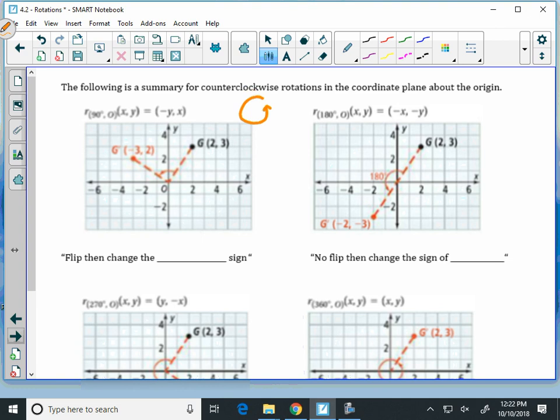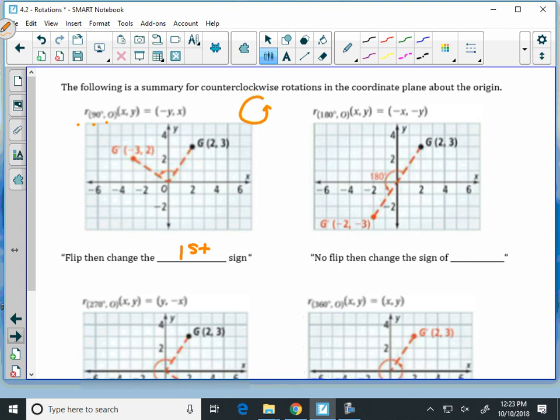So first, to do a 90-degree rotation, again, we have a little r that says to rotate 90 degrees about the origin. We're rotating this point. If you notice the rule, x and y traded places, and then we changed the sign of the y. Okay? How I like to think of this, and you'll hear me say this a lot, when you do a 90-degree rotation, you're going to flip, then change the sign of the first. Flip and change the first sign. That's what you do when you do a 90-degree rotation every single time.